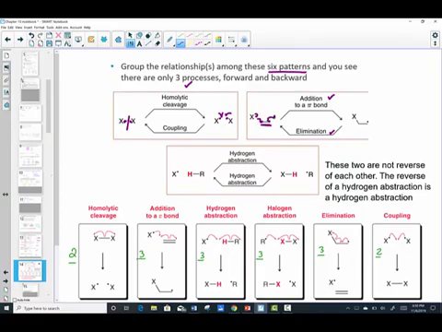fishhook arrows. And then of course the opposite of that is restoring the pi bond through the process of elimination. And then the last group is hydrogen abstraction. In other words, if I have a hydrogen attached to a carbon chain and I want to abstract the hydrogen, I can do so and add the hydrogen onto the halogen and leave the radical on the carbon.